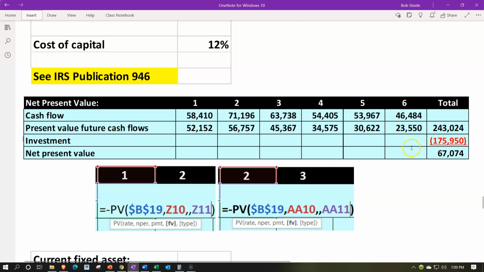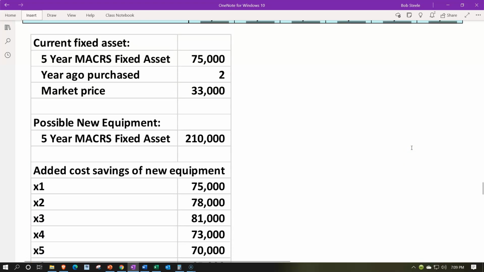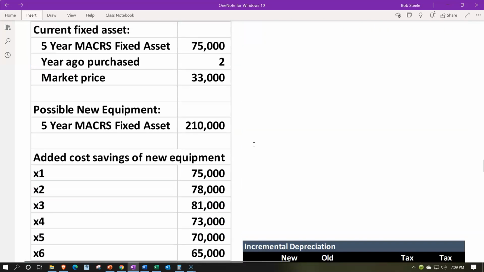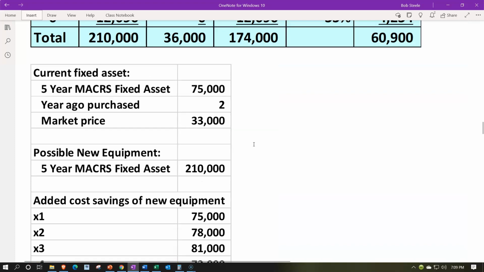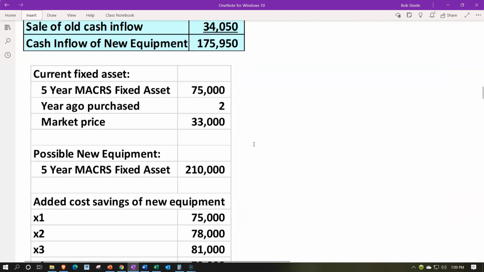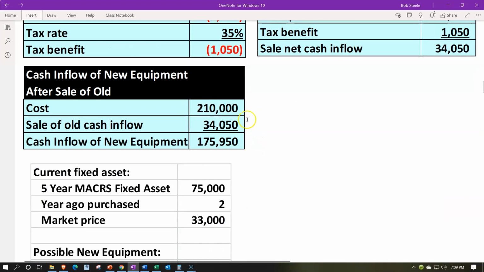Now I'm going to scroll all the way up to find that because it's a little tricky. Remember that we're saying the outflow is 210,000 for the new piece of equipment, but we said that we can sell the old equipment, and we did this whole calculation up top, way up here, where we said we could sell the old equipment and take into consideration the tax benefit of that sale in this case.